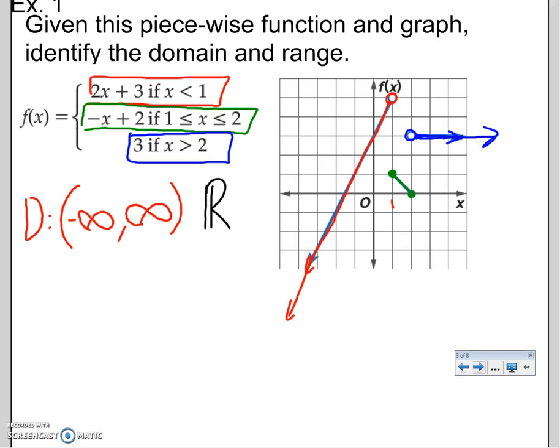Alright, for my range, it's the y. I always say how low to how high. Well, the red line, it goes low forever to negative infinity.